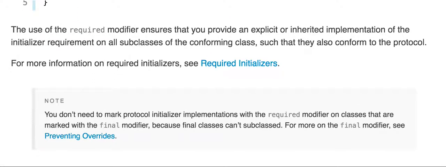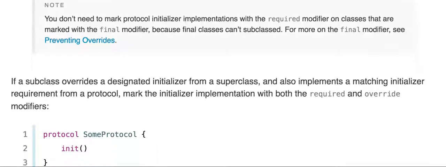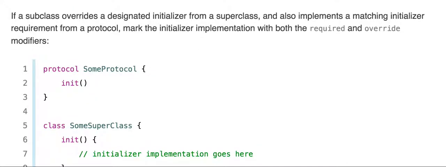You don't need to mark protocol initializer implementations with the required modifier on classes that are marked with the final modifier because final classes cannot be subclassed. For more on the final modifier, see preventing overrides. So if you have an abstract class and then you inherit from it and it's marked as final, you don't need to write the word required. But if it's not final and it implements this protocol, you need to mark it as required so that we can make sure that the subclasses also know to implement the init method.